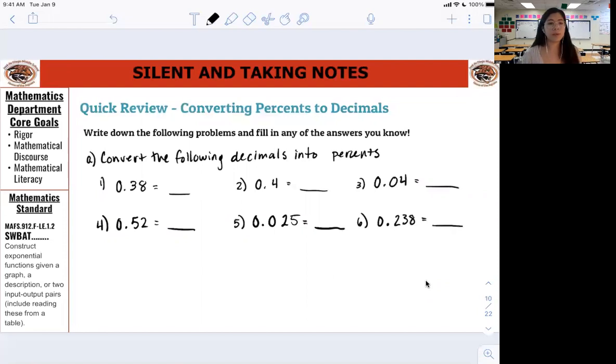Okay. So we're converting the following decimals into percents. Go ahead and copy them down and fill them in if you know how to do it. If you feel comfortable with it, go ahead and fill in your answers. Take about 2 minutes to do so, and then we'll go through it together.